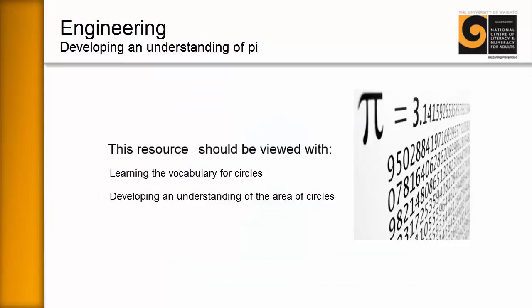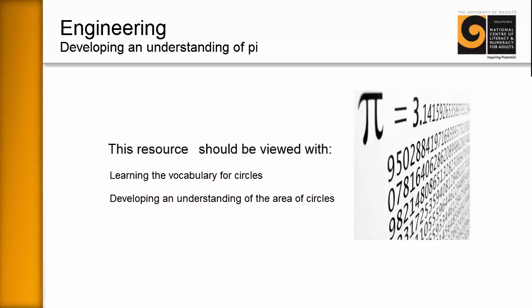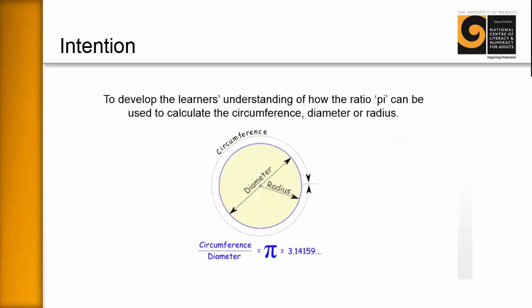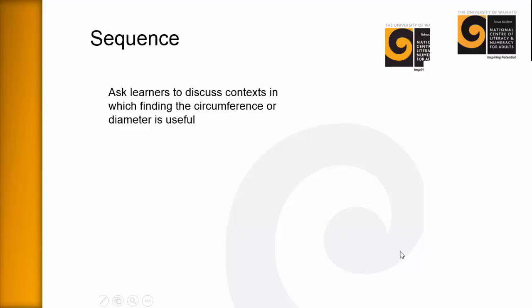In this particular resource, we're going to be looking at helping your learners develop an understanding of pi. We also recommend that this resource be viewed with developing a vocabulary of circles and developing an understanding of the area of circles. The intention of this resource is to develop the learner's understanding of how the ratio pi can be used to calculate the circumference, diameter, or radius. And we're just going to look at some good, interesting ways to help your learners understand this rather than just having to remember the formula.